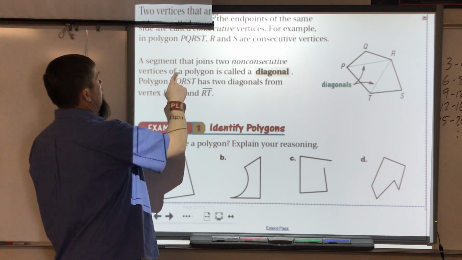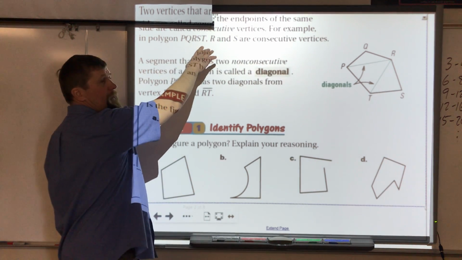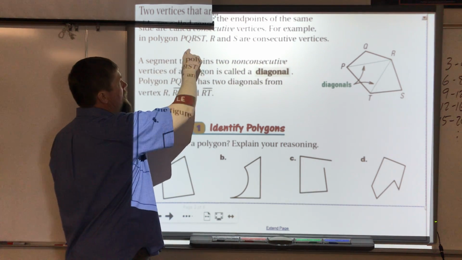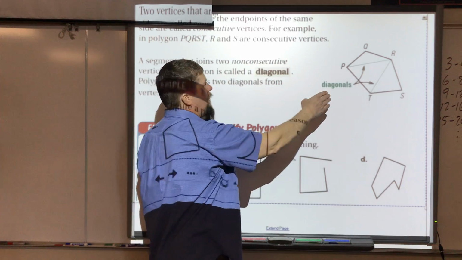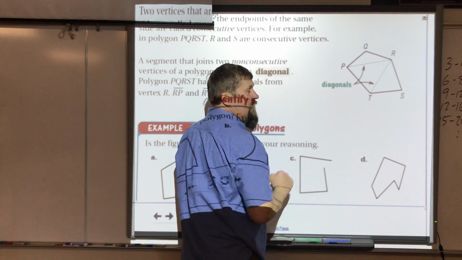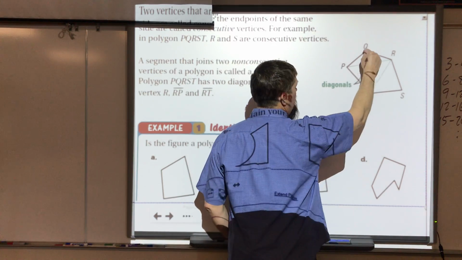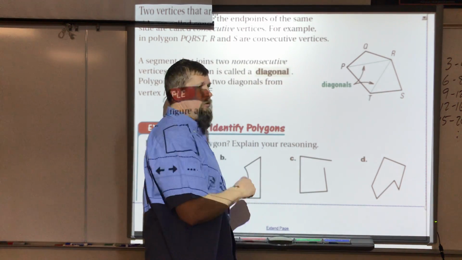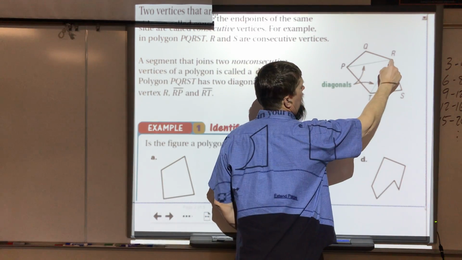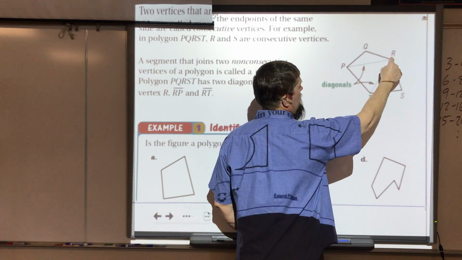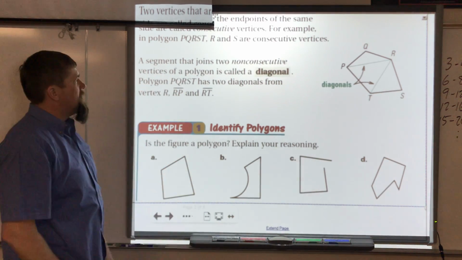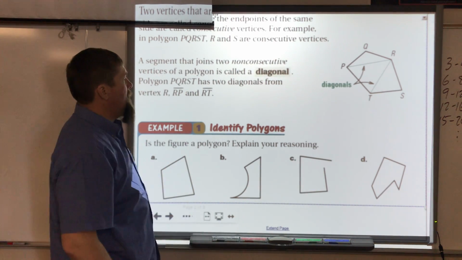A polygon is labeled by the vertices in order. So if they want to name this polygon PQRST, that is labeled in order around, or clockwise around, the polygon. If I wanted to start with R, the label of this polygon would be RSTPQ. Okay, so that's a way of naming a polygon.